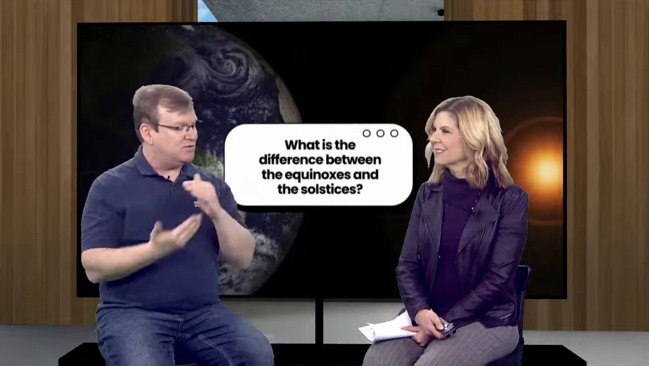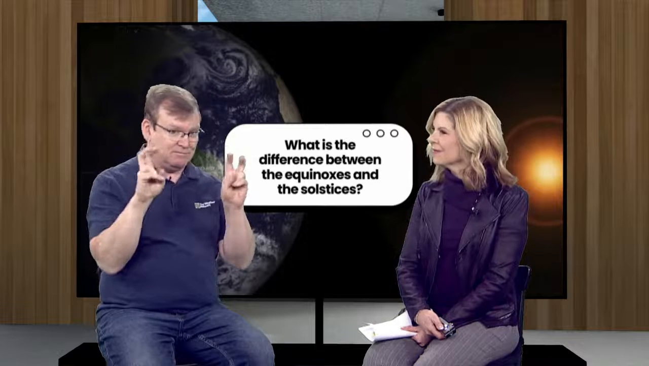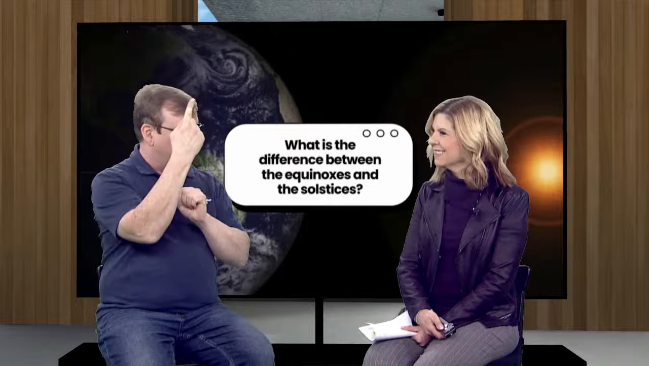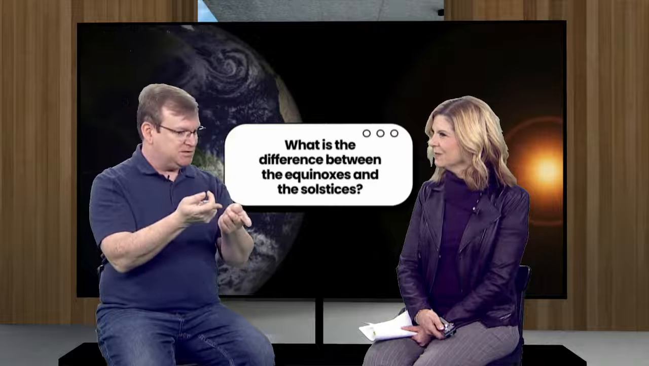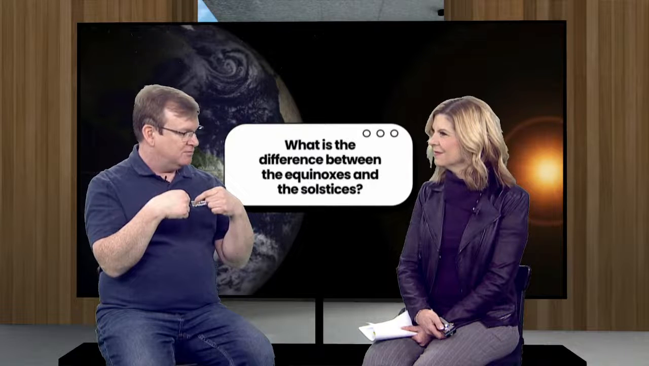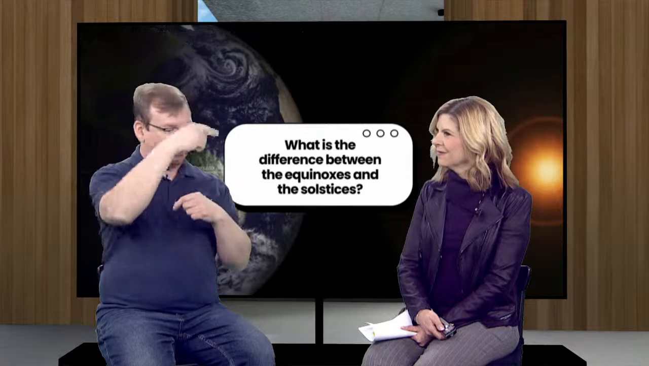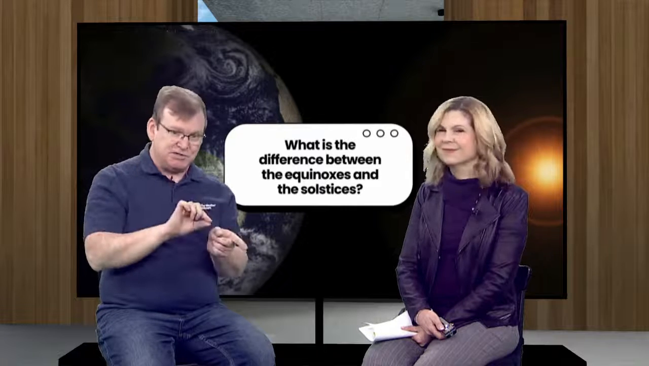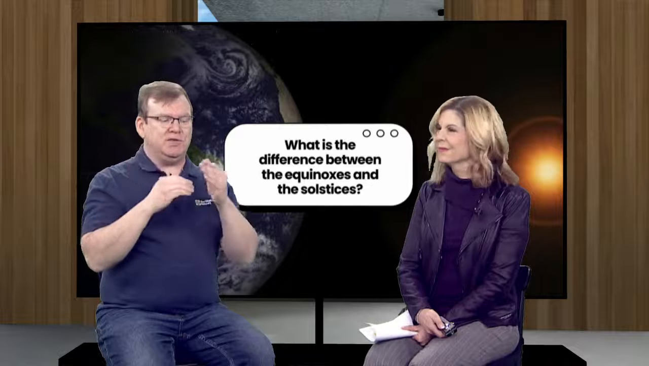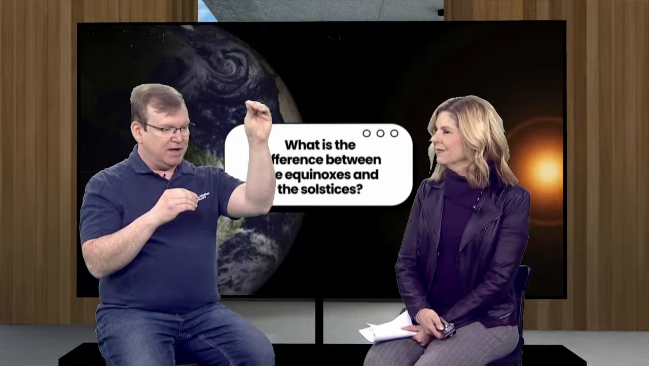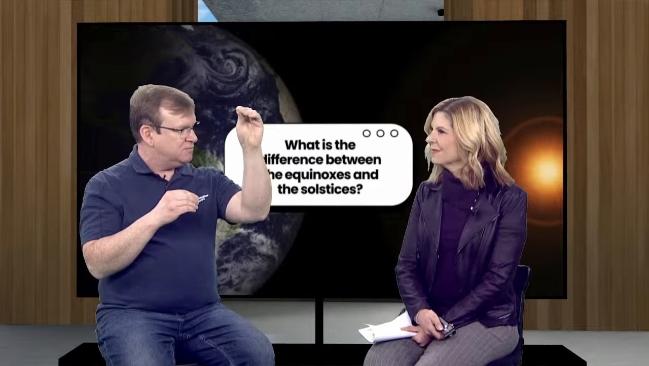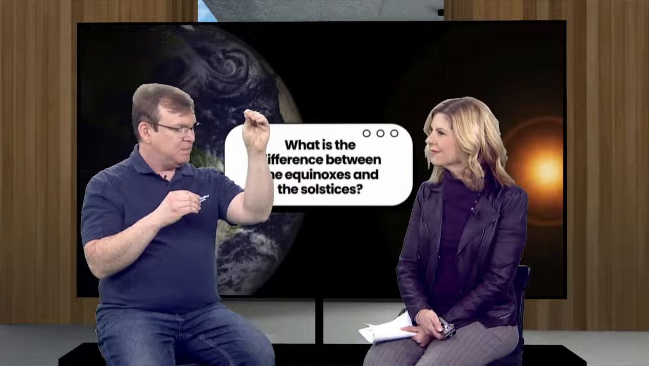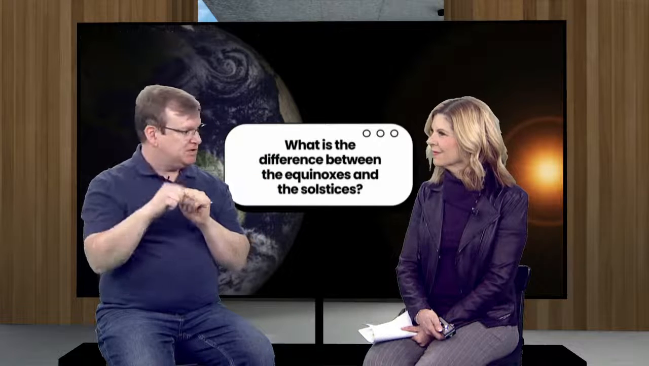It's just a matter of what direction the sun is traveling in our sky. Is it going from south to north? Then it's spring for the northern hemisphere. If it's going north to south, then it's fall for the northern hemisphere. The solstices are when the sun appears highest in the sky, the summer solstice in June, and then the winter solstice is when it's lowest in the sky.